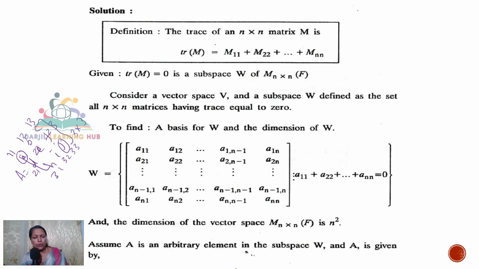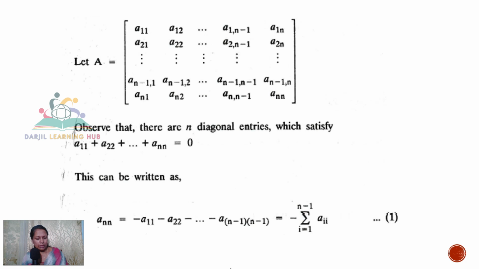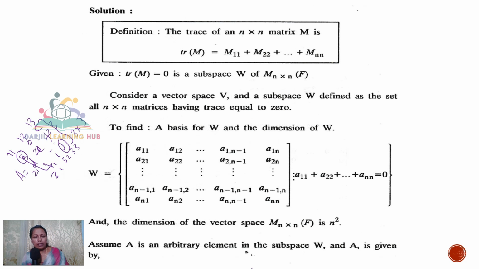Similarly, A21, A22, etc. up to A2n. It is an n by n matrix, with n rows and n columns. So see, there are n rows. The last row is An1, An2, An3, An4, etc. Ann. This is the last row, with the condition given in the question itself: the trace is equal to 0. So what is the trace of this n by n matrix?